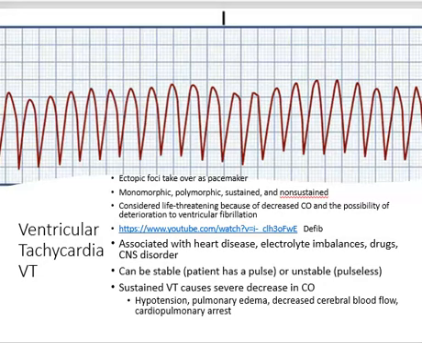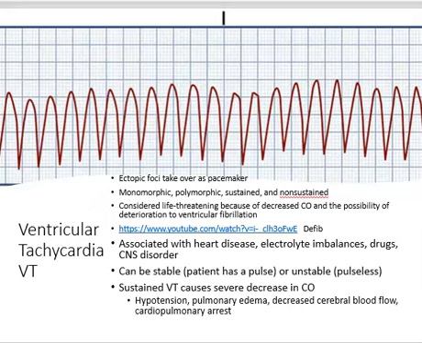All right, here is your V-tach. Wide and bizarre. Okay. This is life-threatening because they don't have any cardiac output with this. And this will deteriorate. That ventricle will wear out and will go down into V-fib. There is a little video that you can watch.